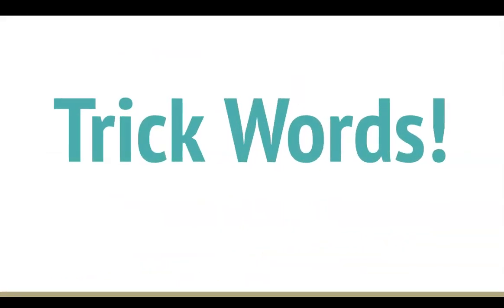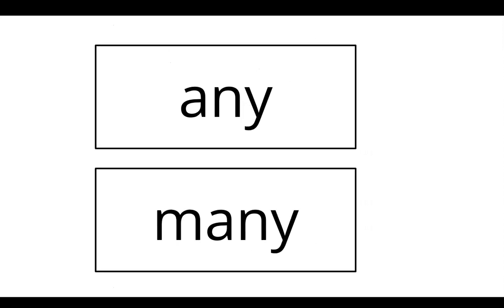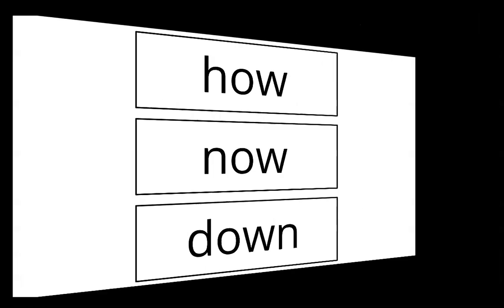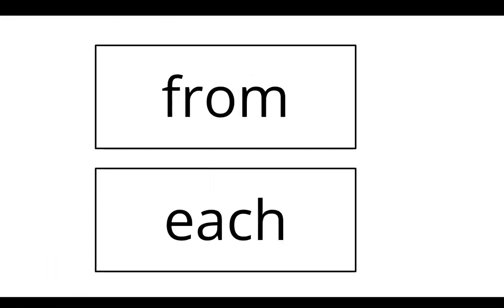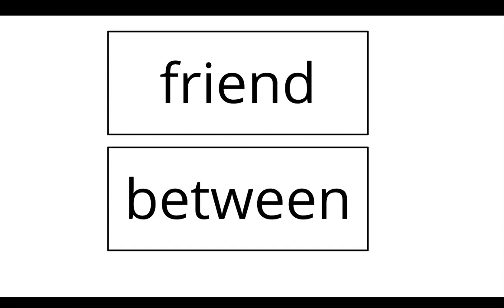Now we're going to work on some trick words. I will flash some trick words on the screen and give you a few seconds to read each word. I will then read the words again so that you can check yourself. Ready? Here we go. The, your. Any, many. Out, about, our. How, now, down. From, each. Very, are. Friend, between.